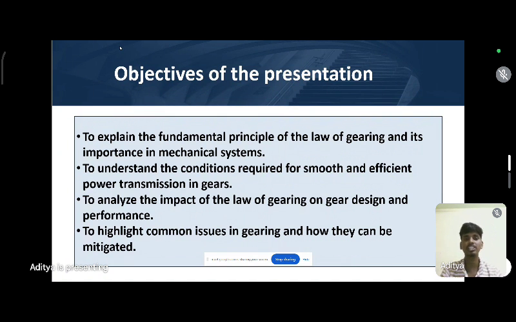First is the objective of the presentation: to explain the fundamental principle of gearing and its importance in a mechanical system. Second, to understand the conditions required for smooth and efficient power transmission in gears. Third, to analyze the impact of the law of gearing on gear design and performance. Fourth, to highlight the common issues in gearing and how they can be mitigated.